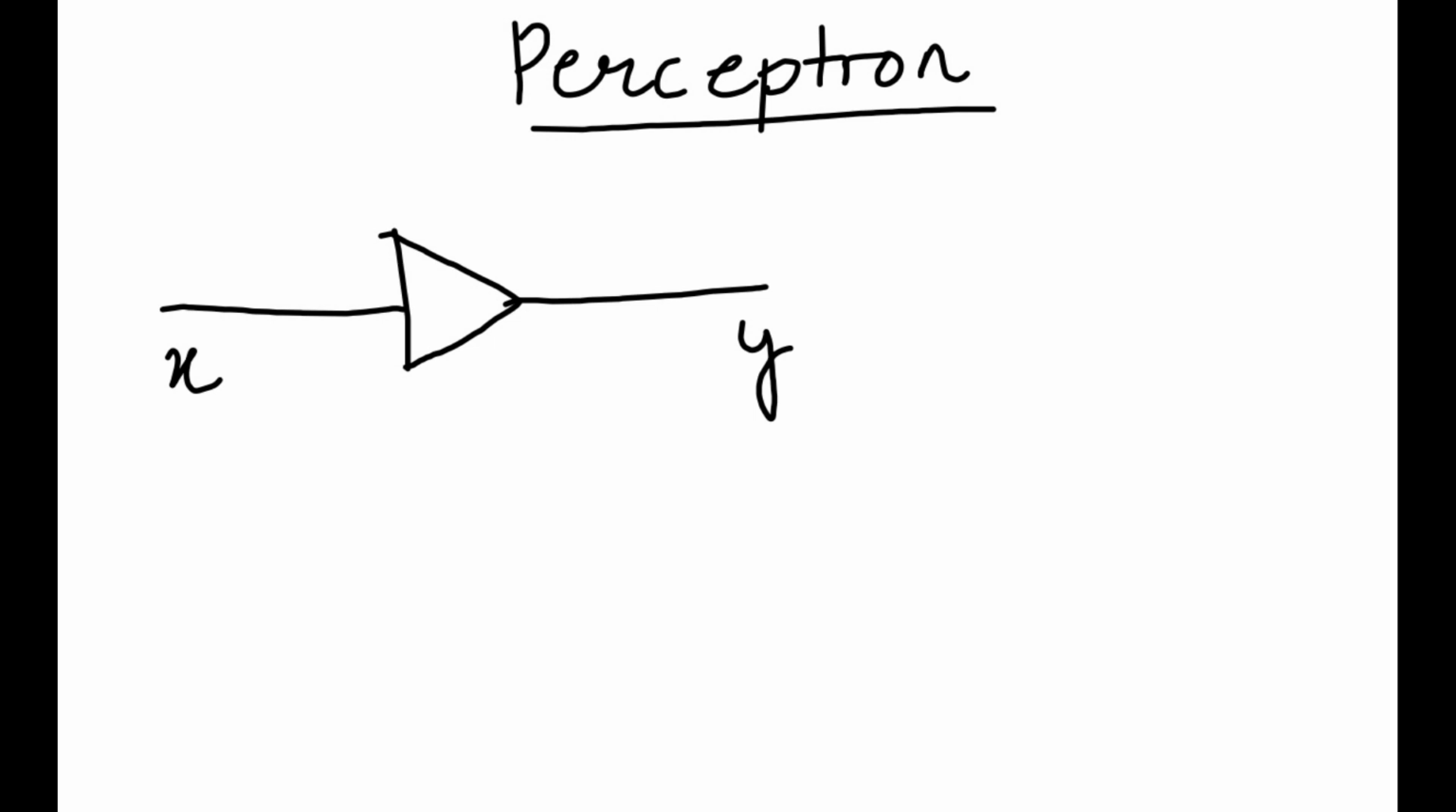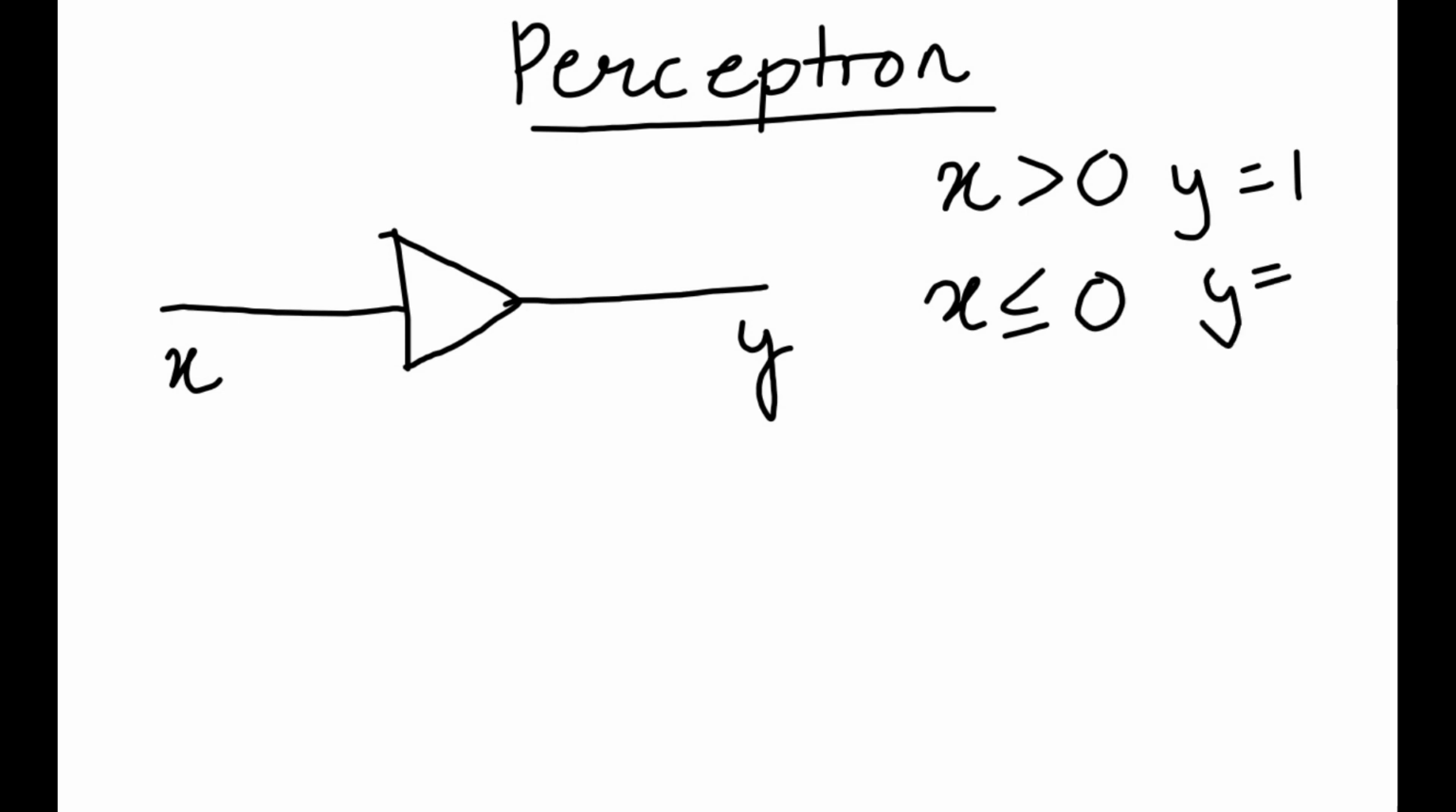What a perceptron does is, if your input is greater than 0, your output is 1. Otherwise, if your input is less than or equal to 0, your output will be 0. So basically, if you have a positive input, your perceptron will fire. And if your input is a negative number, the perceptron will not fire. That's the whole idea of a basic perceptron. It's something that you can use to make decisions in its simplest form.